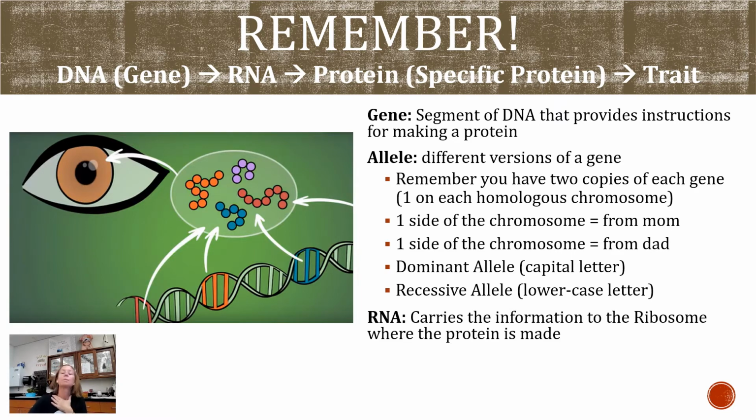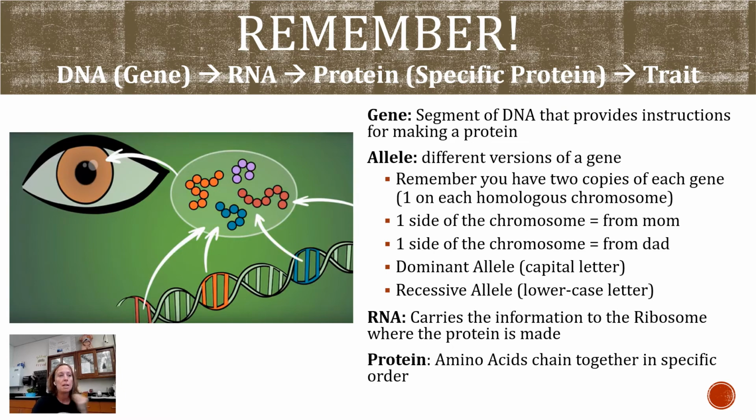So RNA is going to carry the information from the nucleus to the ribosome where we're going to make our proteins. And a protein is a chain of amino acids linked together in a specific order. Sometimes they're called polypeptides. And lastly, a trait is how the protein looks or appears. Usually when we talk about traits, we're talking about physical things like the ability to roll your tongue, your eye color, your hair color, all that kind of stuff.